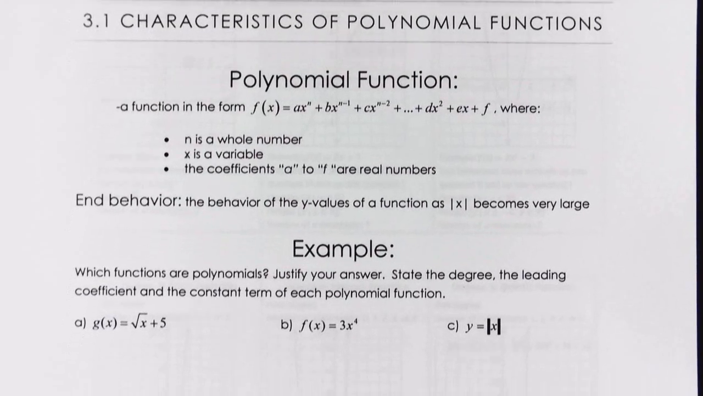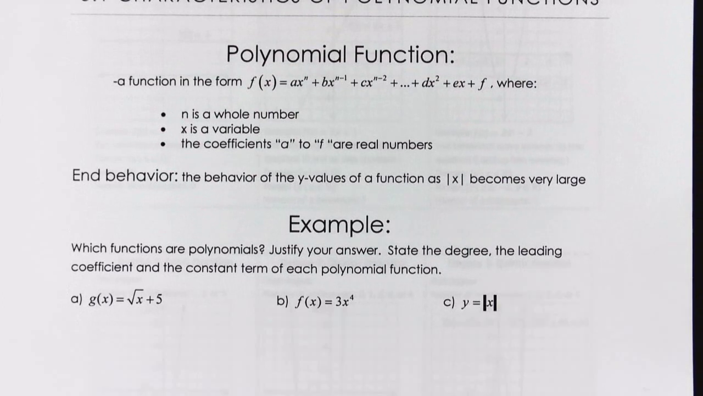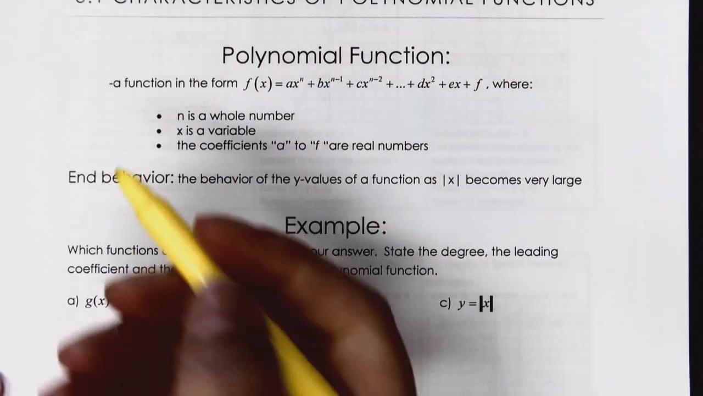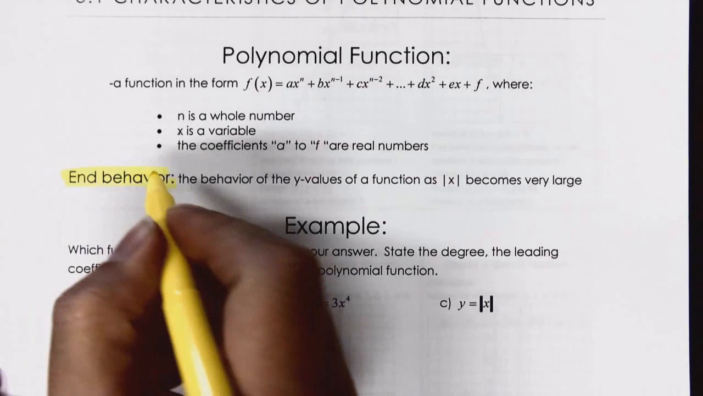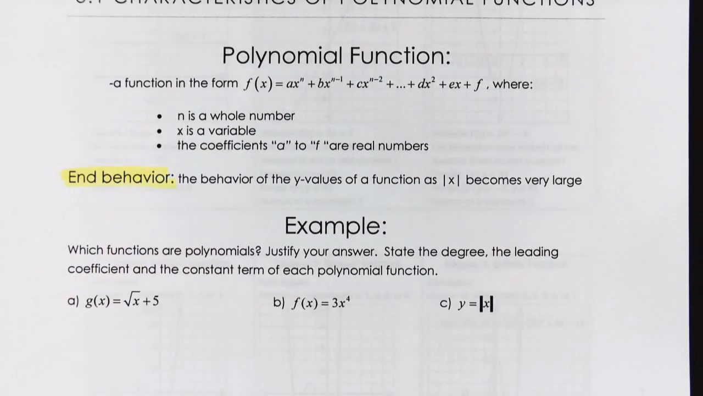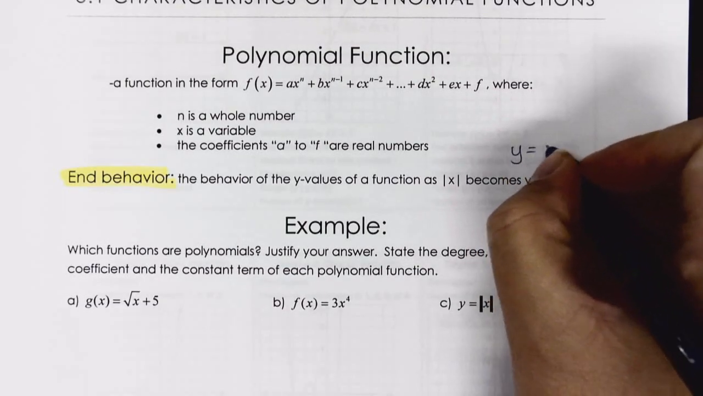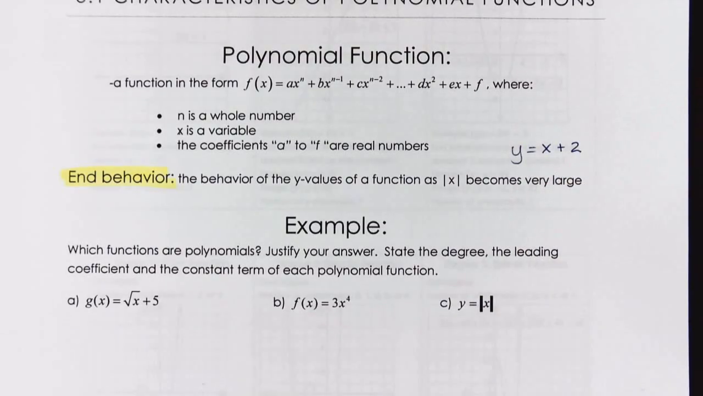Okay, end behavior. This one I'm going to talk a lot about. End behavior is important. When I say end behavior, what I'm looking at is where does the graph end? What is it doing? What quadrants is it ending in? If I were to graph y equals x plus 2, can you guys tell me in what quadrants the graph ends?